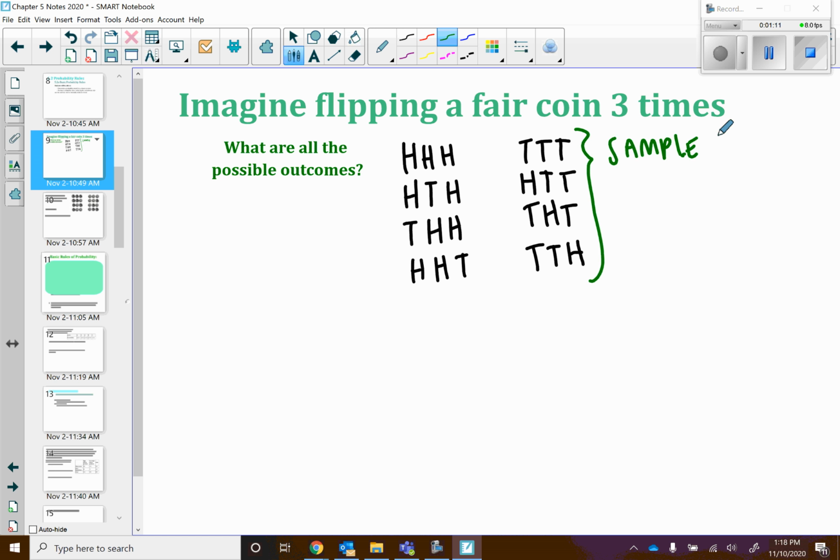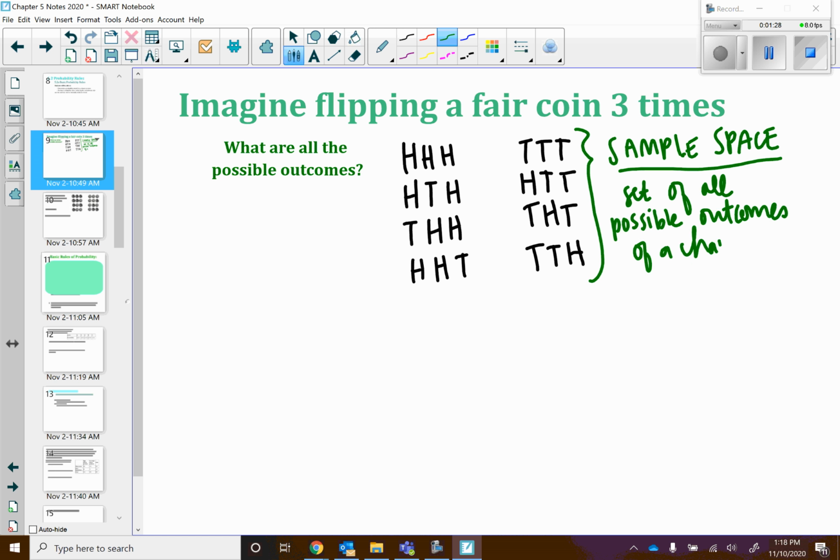Sample space, which is the set of all possible outcomes of a chance behavior. Right? We have all the different possibilities here.